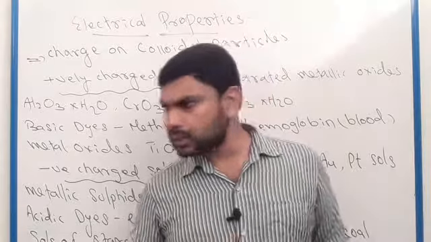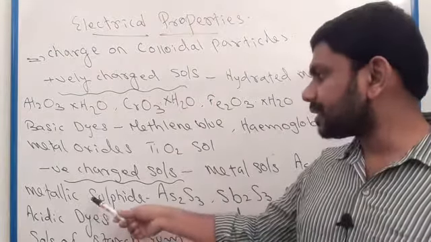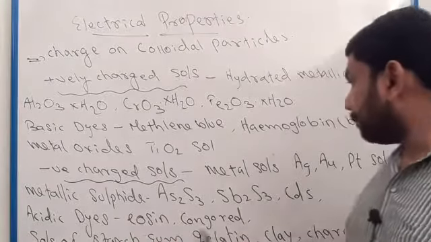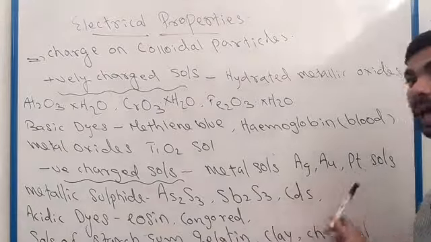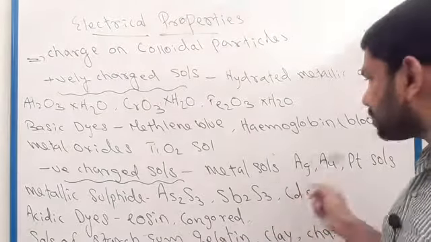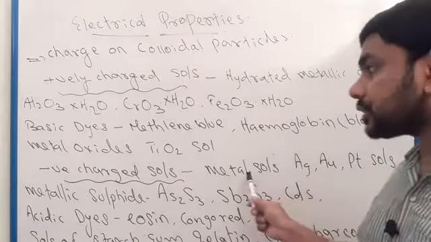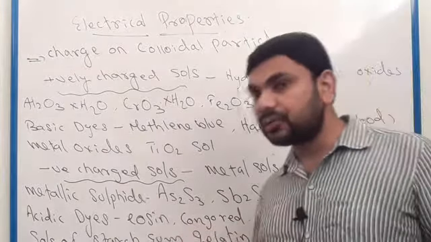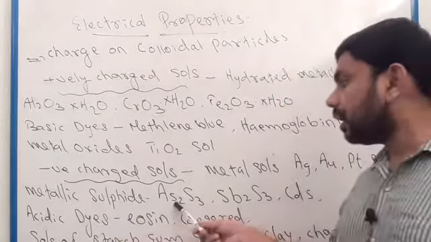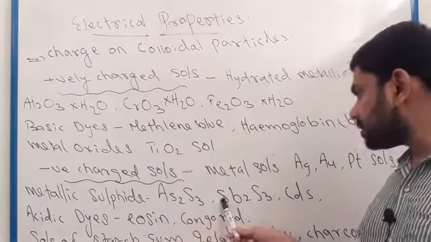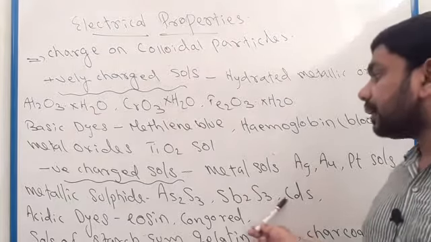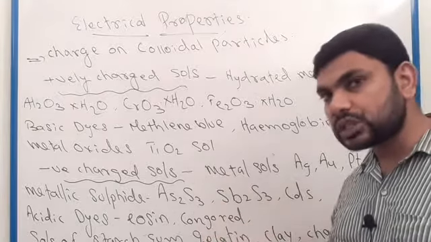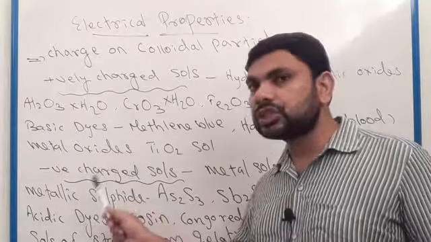Okay, so here metallic sulfide and metal salt. Silver, gold, platinum salts are examples for metal salts. They are negatively charged salts. And another one, metallic sulfide, examples: arsenic sulfide, antimony sulfide, cadmium sulfide. So metal salt and metallic sulfide salt are examples for negatively charged salt.